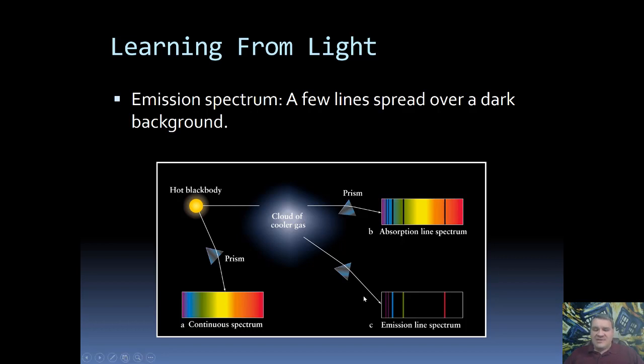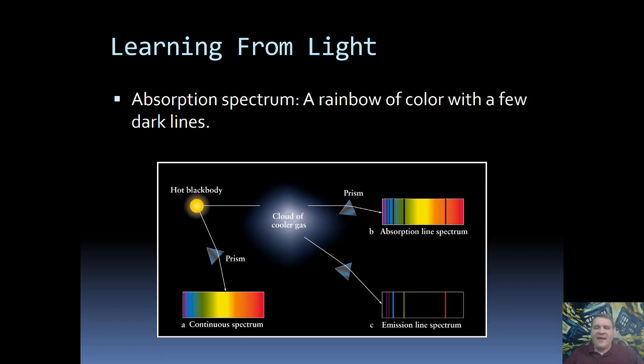An emission spectrum is only a few lines of bright color. All of the other colors are missing. This is actually the type of spectrum that you're going to get from a halogen or a fluorescent light bulb. The last is the absorption spectrum. The absorption spectrum has most of the rainbow, but it's missing a few lines of color.